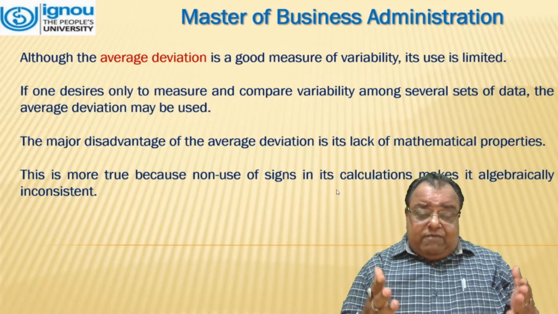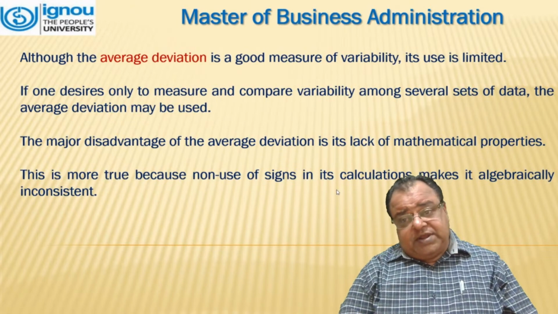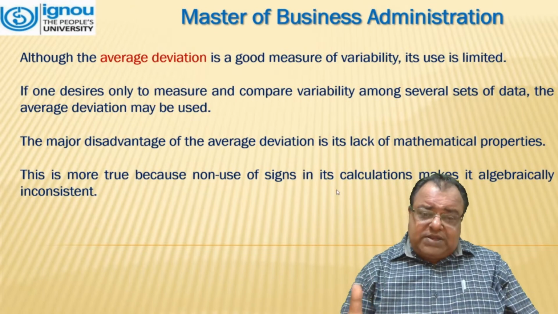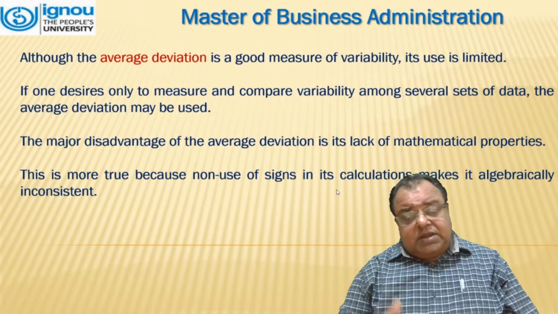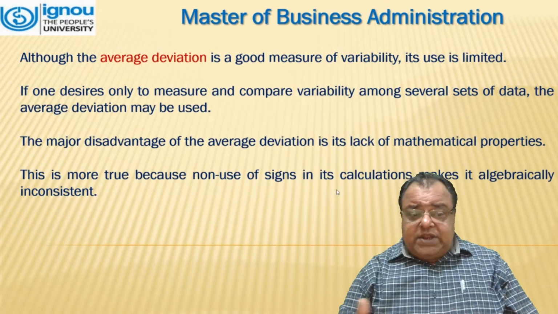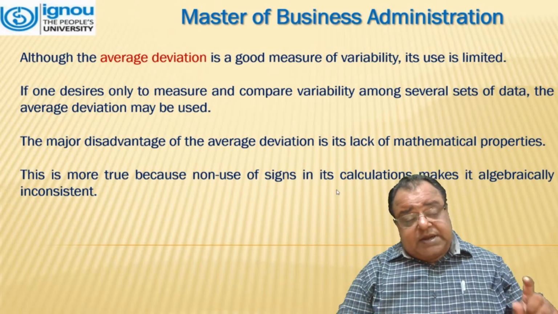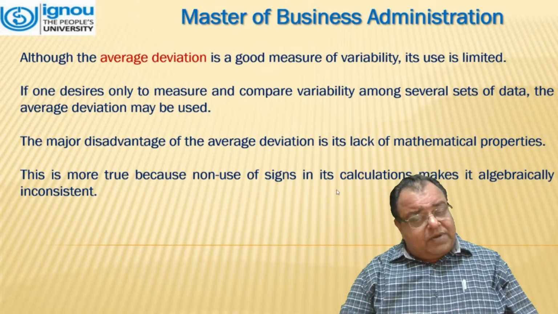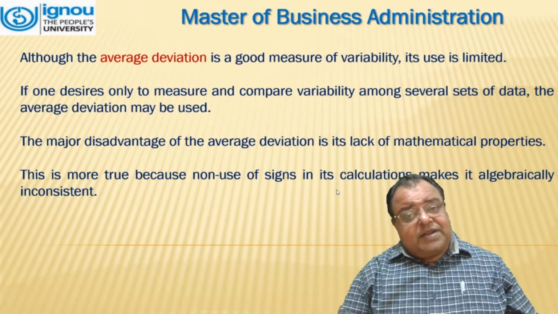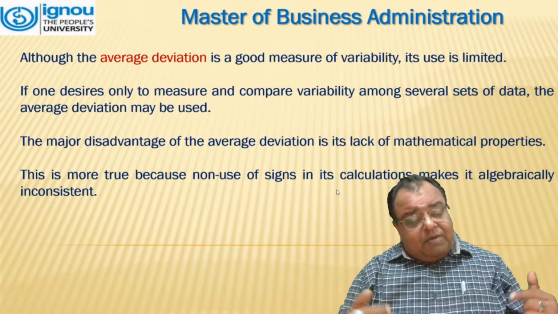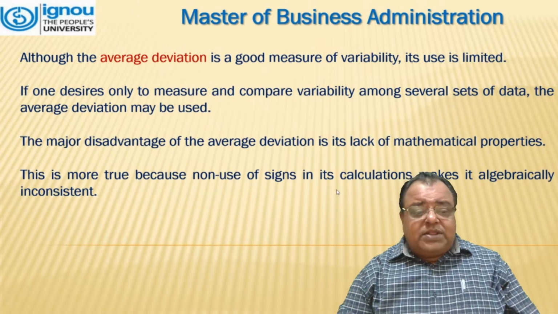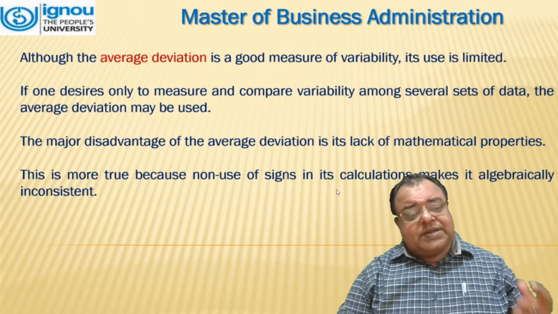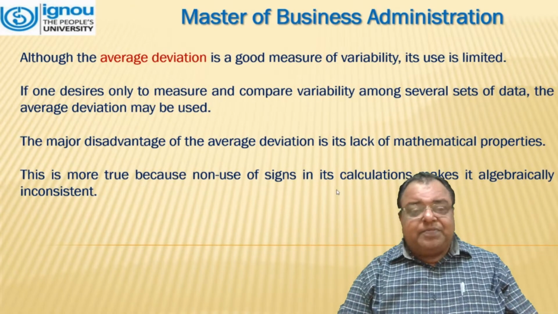Although the average deviation is a good measure of variability, its use is limited. If one desires only to measure and compare variability among several sets of data, the average deviation may be used. The major disadvantage of average deviation is that it lacks mathematical properties because we are ignoring signs. We are computing by using only positive values. This is more true because non-use of sign in its calculations makes it algebraically inconsistent.